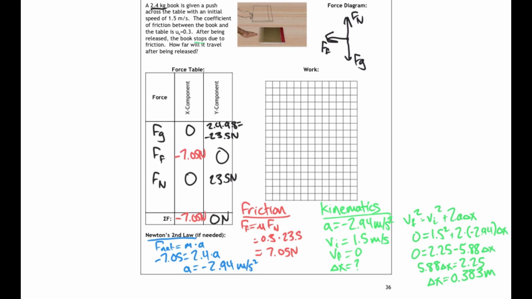The displacement is 0.383 meters. It came out positive, meaning the book slid to the right 0.383 meters, or about 38 centimeters before coming to a stop. And that's our final answer. Keep in mind that each problem may be different, so stay on your toes and keep in mind all we learned this year.